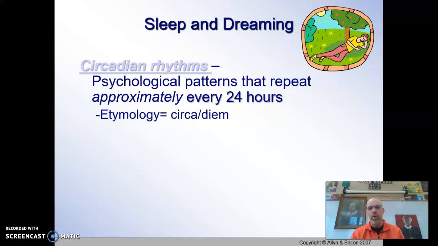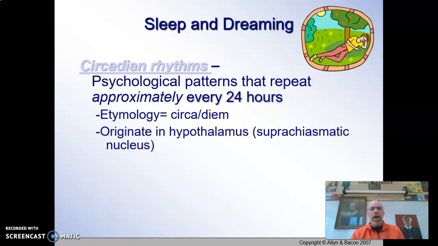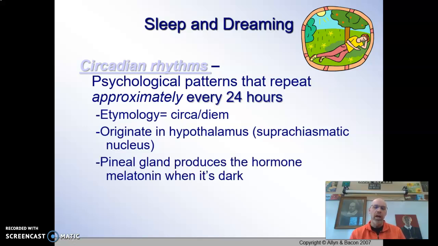So first of all, going back to our etymology, we love our etymology. Circa is around, diem is day, so around a day. I don't know that you'll ever need to really know this particular term on an AP exam, but suprachiasmatic nucleus is just way cool to say. And if you can throw that out at your parents when they say, hey, what'd you learn in school today? Oh, I just learned that our suprachiasmatic nucleus is where our circadian rhythms originate. You'll sound really smart. So these are going to originate in the hypothalamus in these two little nuclei called the suprachiasmatic nucleus. And then the pineal gland is going to produce melatonin.